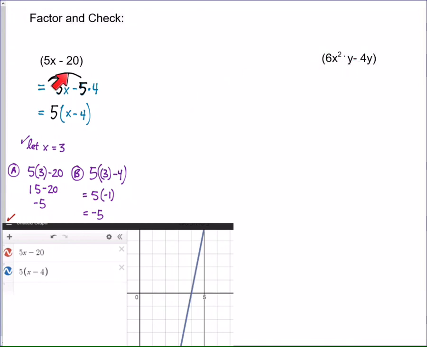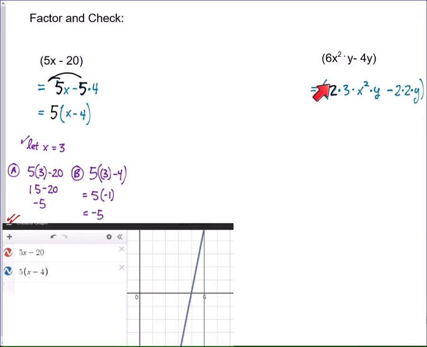Factoring binomials can get more complicated. Here, there's more than just numerical factors. There's also variable factors that are in common between both terms of this expression. So what I'm going to do is write the factors.